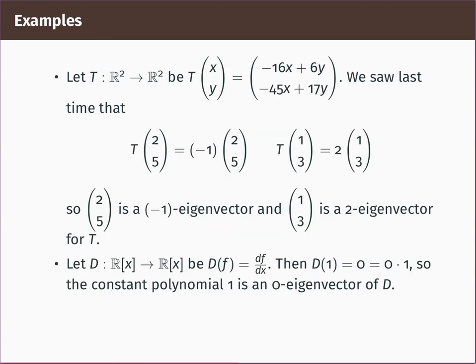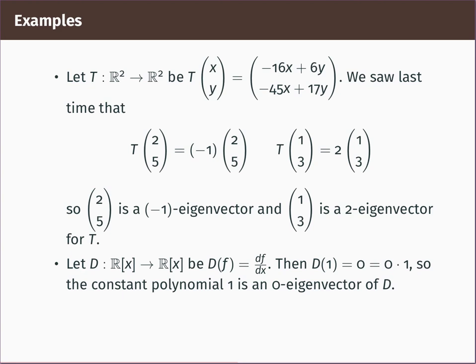So let's look at some examples. In fact, we're going to revisit an example we've already seen, which is the linear map T from R squared to R squared, defined by T of (x, y) is minus 16x plus 6y in the first coordinate and minus 45x plus 17y in the second coordinate. We've actually seen already examples of eigenvectors for T when we worked with this example in our video on matrices of linear maps, because we showed that T of (2, 5) is equal to minus 1 times (2, 5), which tells you precisely that the vector (2, 5) is a minus 1 eigenvector for T.